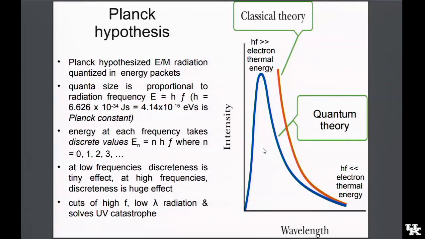And his idea was that the energy in electromagnetic radiation could only come in units of these packets. So you could have electromagnetic radiation at a certain frequency having one packet, or two packets, or three packets, or no packets. So this E_n is the allowed values of the energy at a particular frequency, where n is just an integer that's counting the number of packets of energy that you have at that frequency.